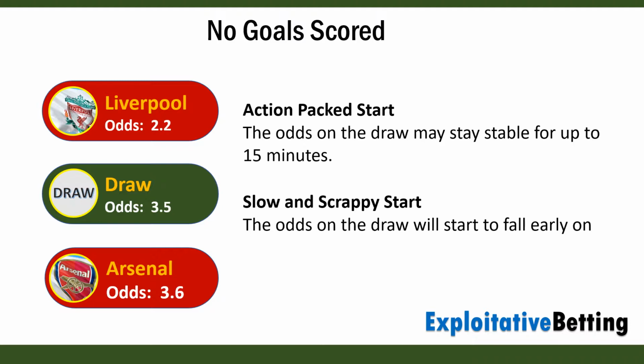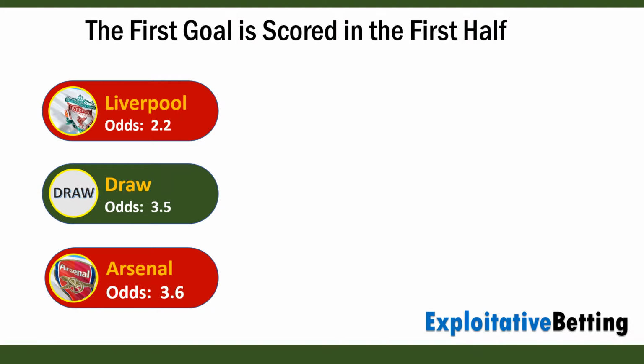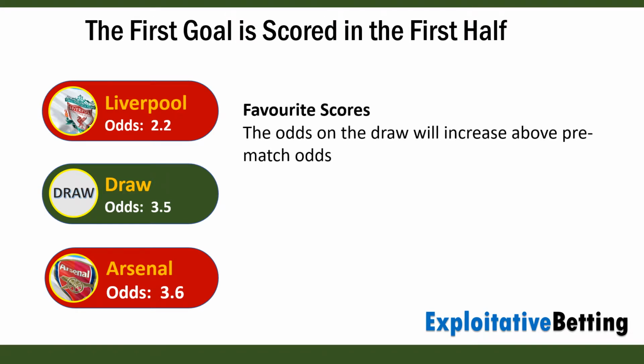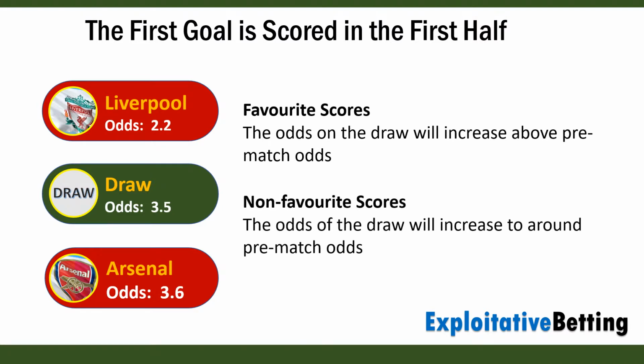So, the first half goal. If the favourite scores the first goal, the odds of the draw will rise to a level that is above the odds at kick-off. However, if the non-favourite scores the first goal, the odds will increase from their current odds. However, the magnitude of the increase depends on when the goal is scored. If the goal is scored in the first half, the odds of the draw may rise to around pre-match levels. However, they might not even reach pre-match levels.